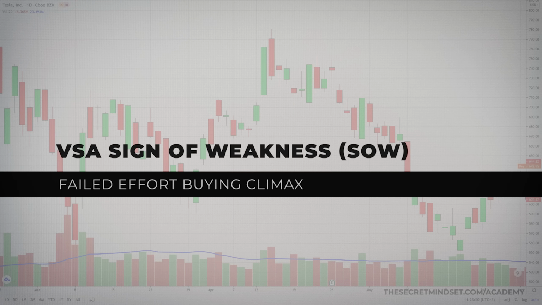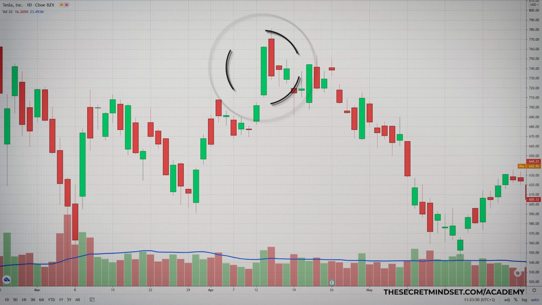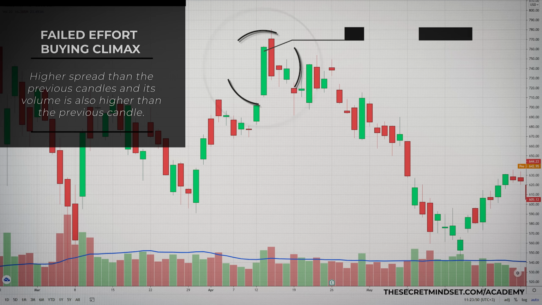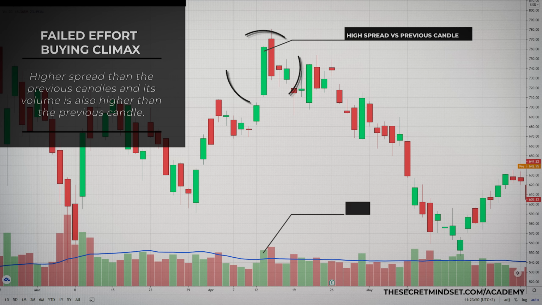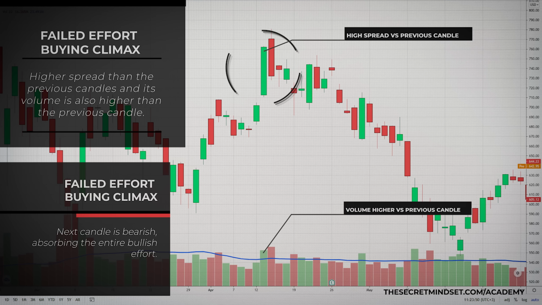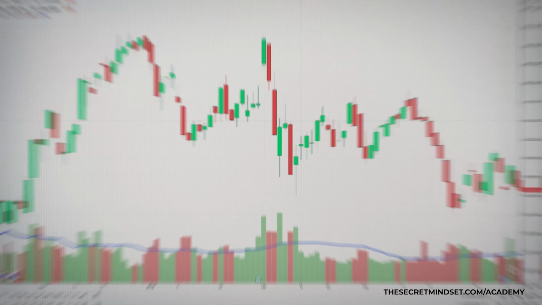Number 9. Failed buying climax. Failed effort buying climax is the variation of the buying climax, having no upward rejection wick. It has higher spread than the previous candle, and its volume is also higher than the previous candle. There is a divergence between price and spread of the failed buying climax as compared to previous candles. However, the next candle is bearish, absorbing the entire bullish effort.